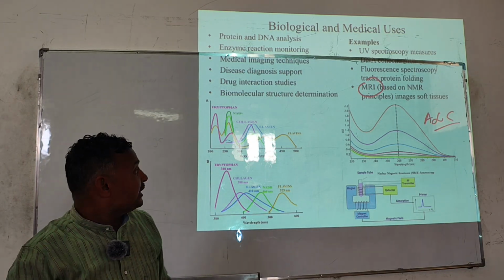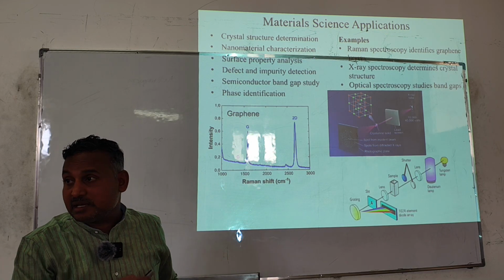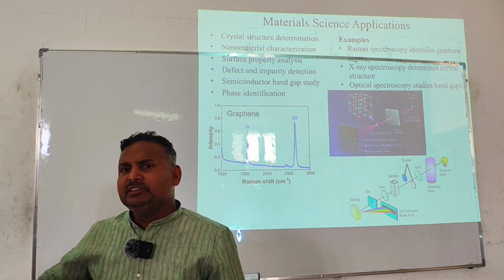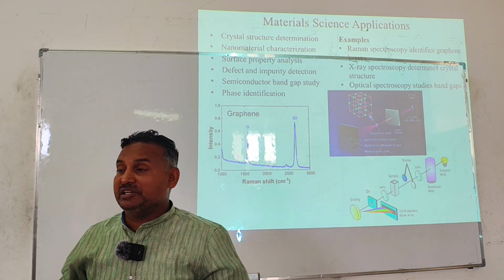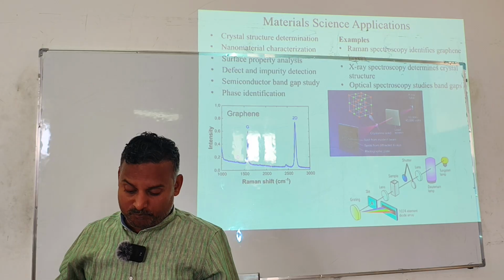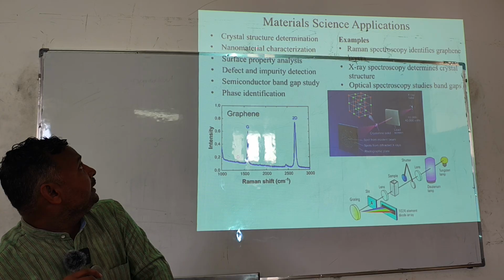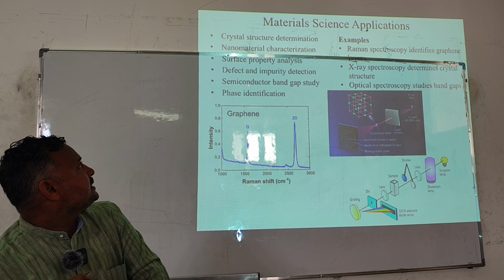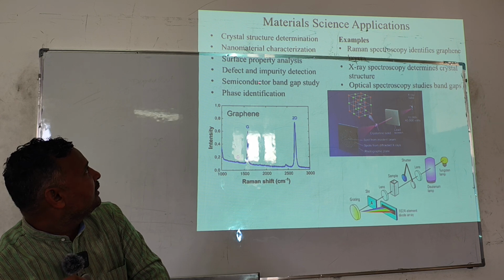So drug interaction study, biomolecular structure determination, and so on. And these have material science applications also. When you are doing material science research, these days nano science or nanomaterials are very popular. So in material science, we can determine crystal structure, nanomaterial characterization, surface property analysis, defect and impurity detection, semiconductor band gap study, phase identification. All these can be done.